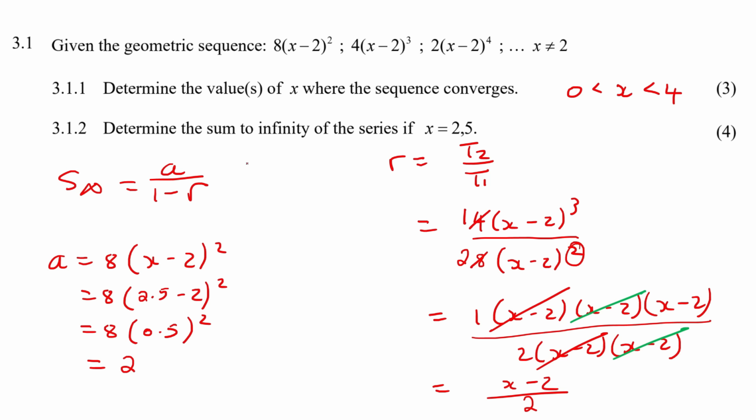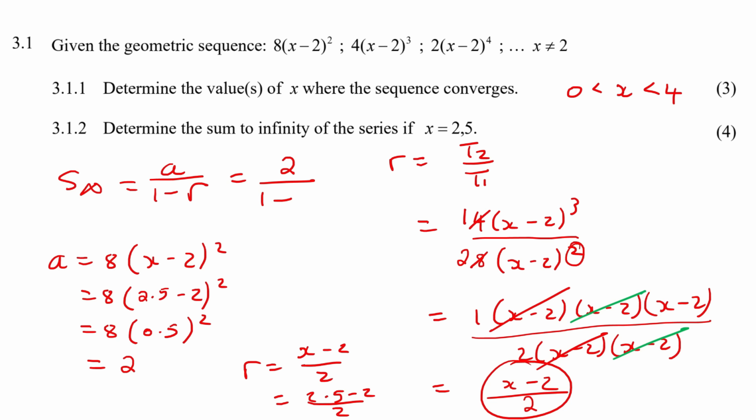So a is 2. Okay, and then r, we're going to have to go work that out. We know that that is x minus 2 over 2, which we looked at earlier. And so that's going to give us 2.5 minus 2 over 2. And that will end up being, you can just type this on the calculator, a quarter. So r is going to be a quarter. So we're going to just say like that. Okay, and then you can just go type this all in. And we end up with 8 over 3 as our final answer.